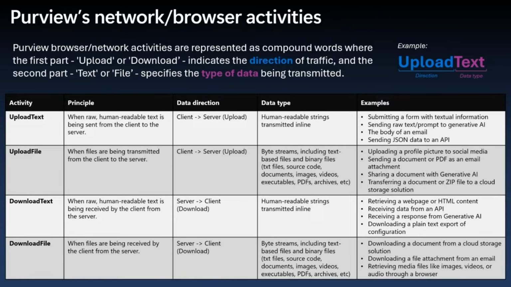So that gives us basically 4 different activities that you can configure within collection policies. That is upload text, download text, upload file, and download file. So you have a ton of flexibility in saying, hey, I only want to collect prompts that are sent to generative AI, the raw text prompts, or maybe I only want to capture files, or maybe I want upload files and upload text, which is prompts and files that are sent to generative AI. So you have a lot of flexibility in what you detect and what we capture through these policies.